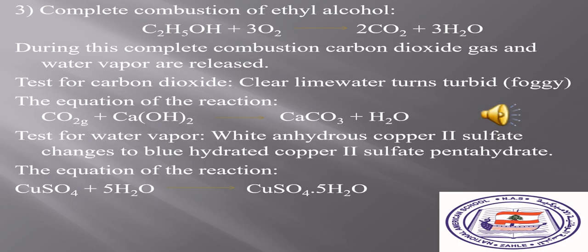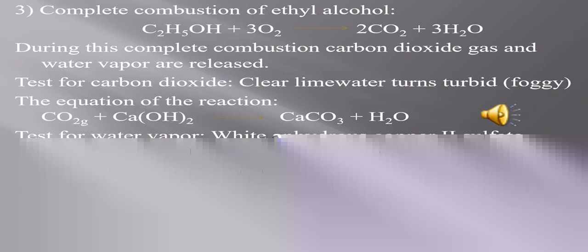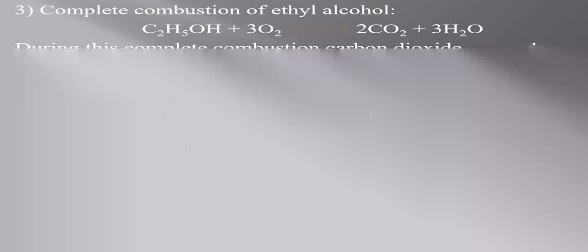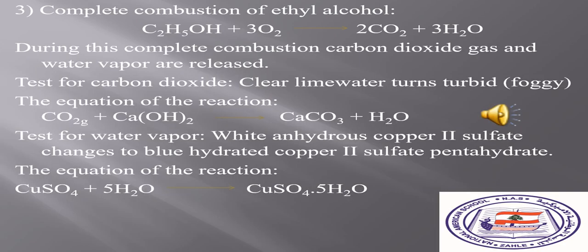To test for the presence of water vapor, we use a white solid called copper 2 sulfate. When this white solid is in contact with water vapor, it changes color from white to blue, indicating the presence of H2O. Now, no other compound can cause the white color to change to blue unless that compound is H2O.